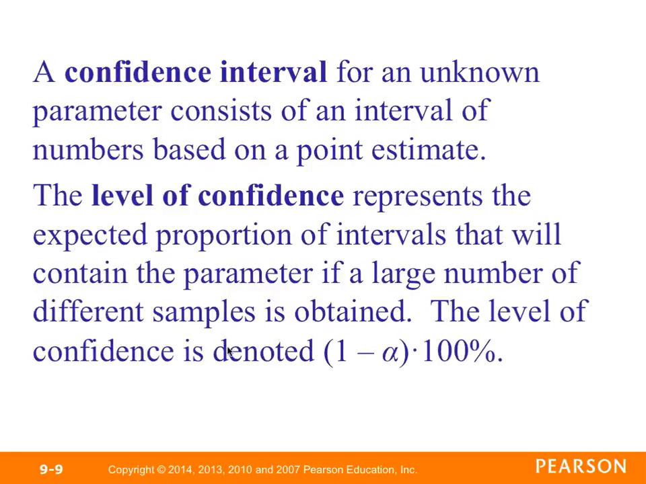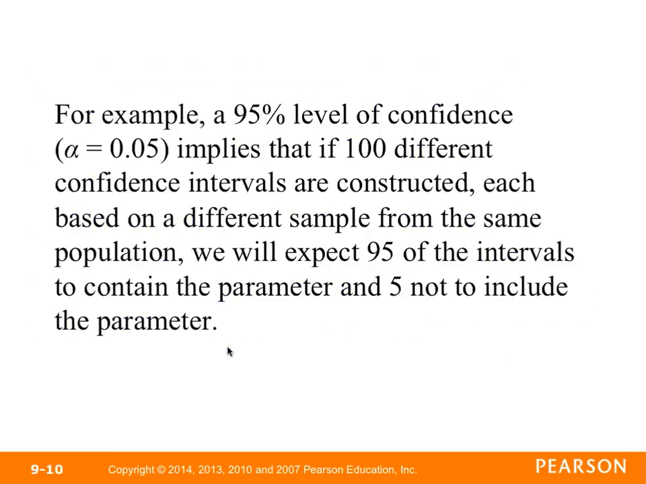The level of confidence is denoted as 1 minus alpha times 100%. So, for example, a 95% level of confidence would mean that alpha equals 0.05, because you take 100 minus your level of confidence and then change it to a decimal. That's going to imply that if 100 different confidence intervals are constructed, each of them based on some different sample from the same population, 95 out of those intervals would contain the parameter and 5 would not include the parameter.